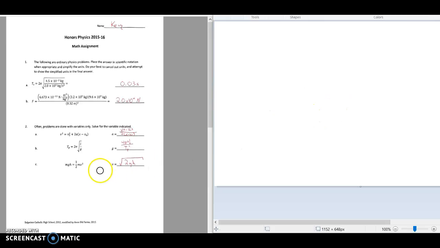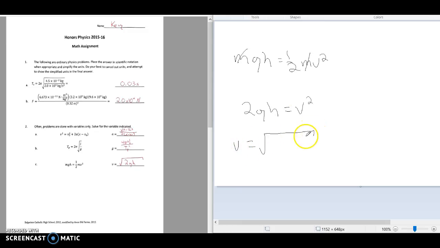Now for C, we have mgh equals 1/2 mv squared. If you notice, we have m's on both sides, so those cancel out. And here we want to solve for v. So let's bring the 1/2 to the other side. So we have 2gh equals v squared. And to solve for v, you just take the square root, and you get the square root of 2gh for your answer.